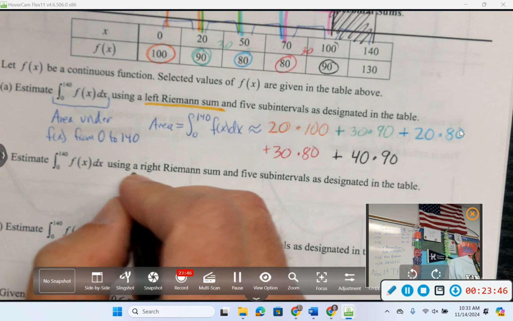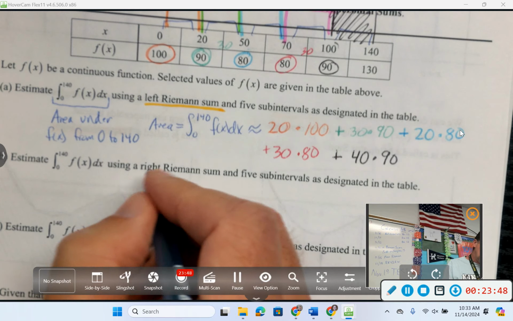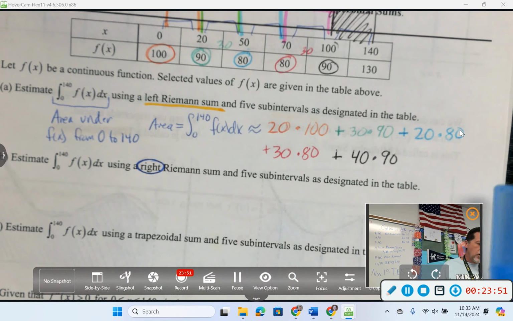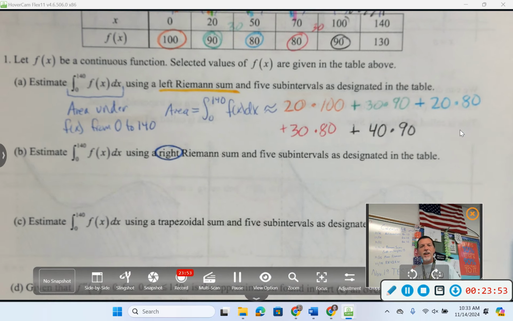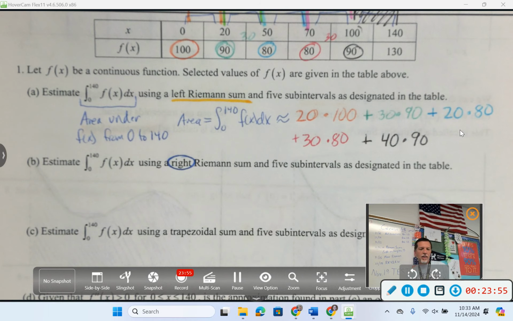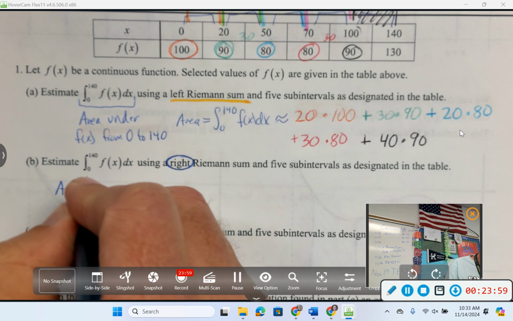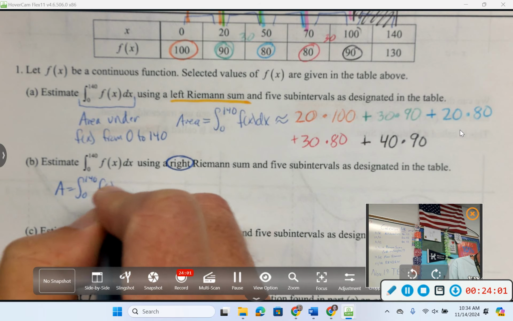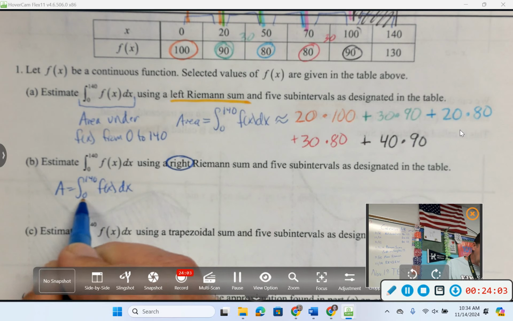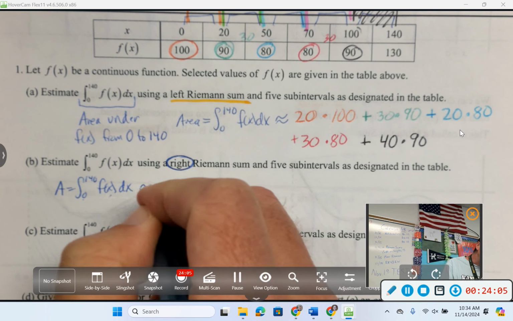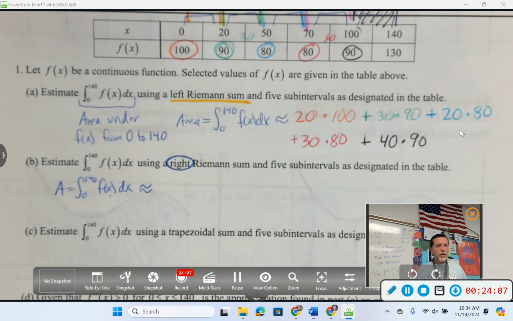Okay, a right Riemann sum. I did all those pretty pictures and drawings, and now I've got to use the other height. So the area is the integral from 0 to 140 of f of x dx. We're going to approximate that with a right Riemann sum. All right, why don't you try to fill that one in?